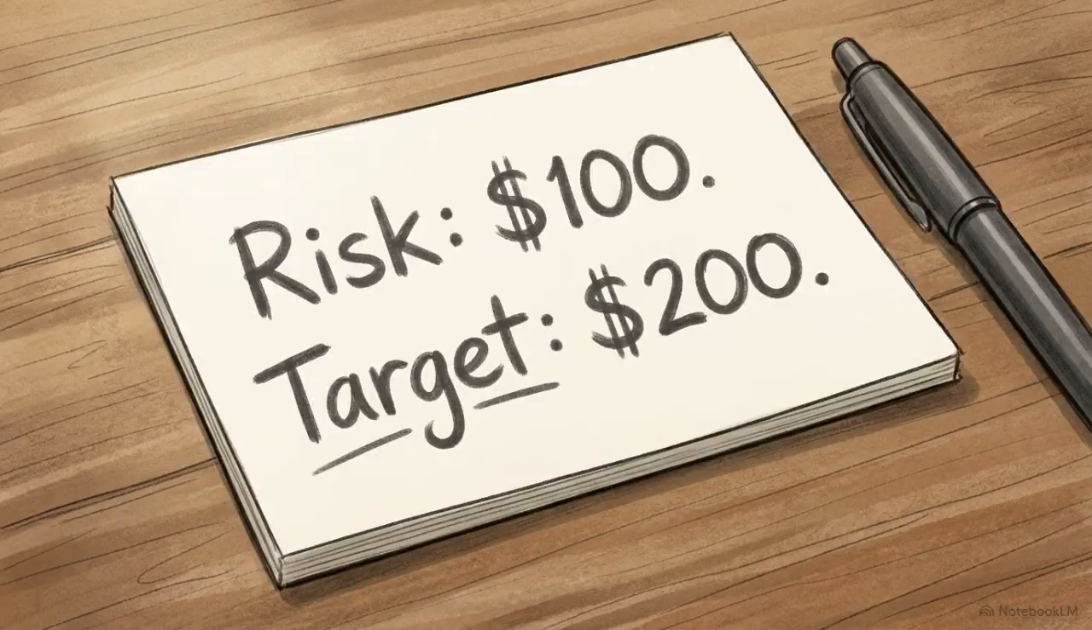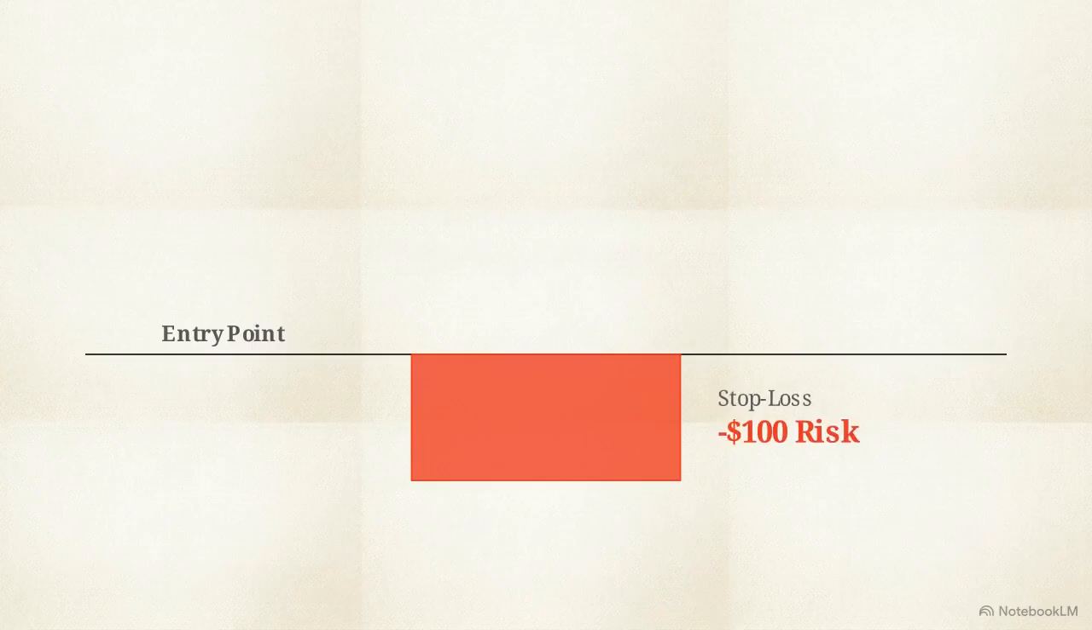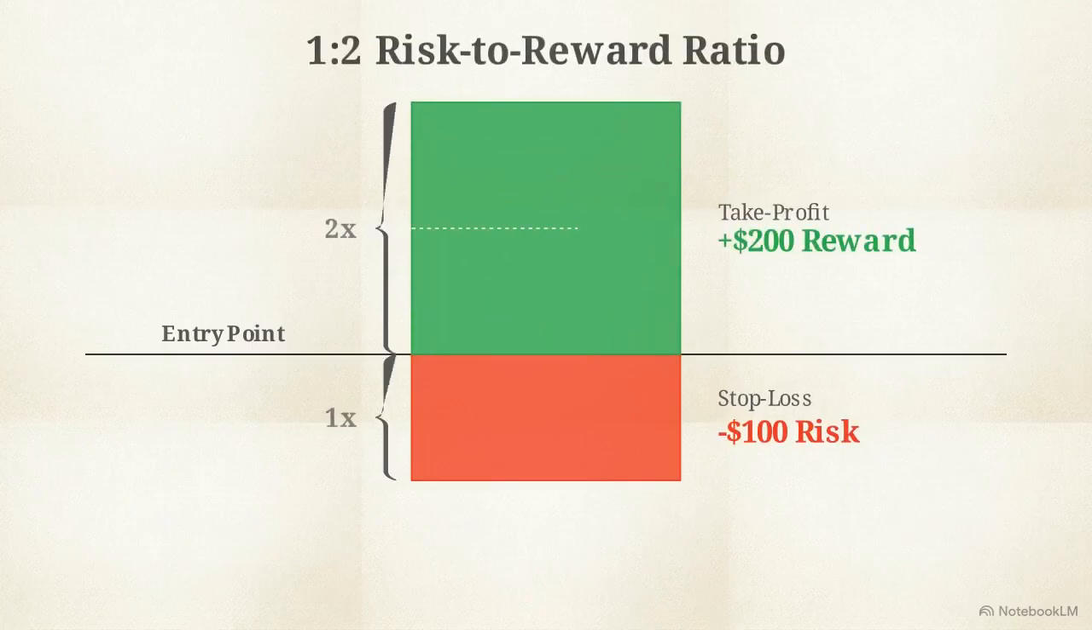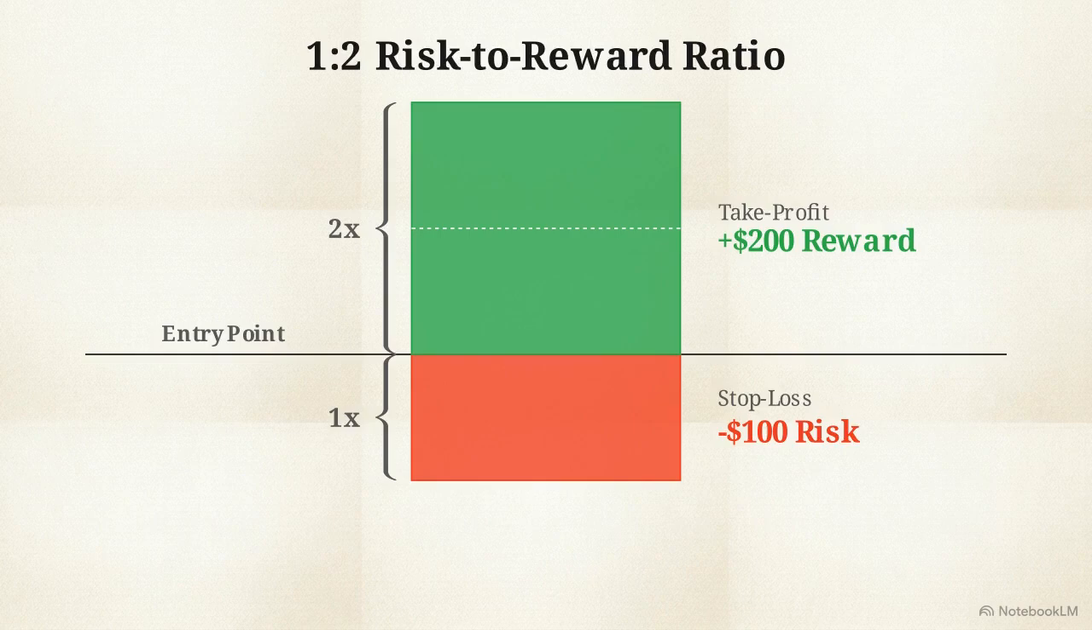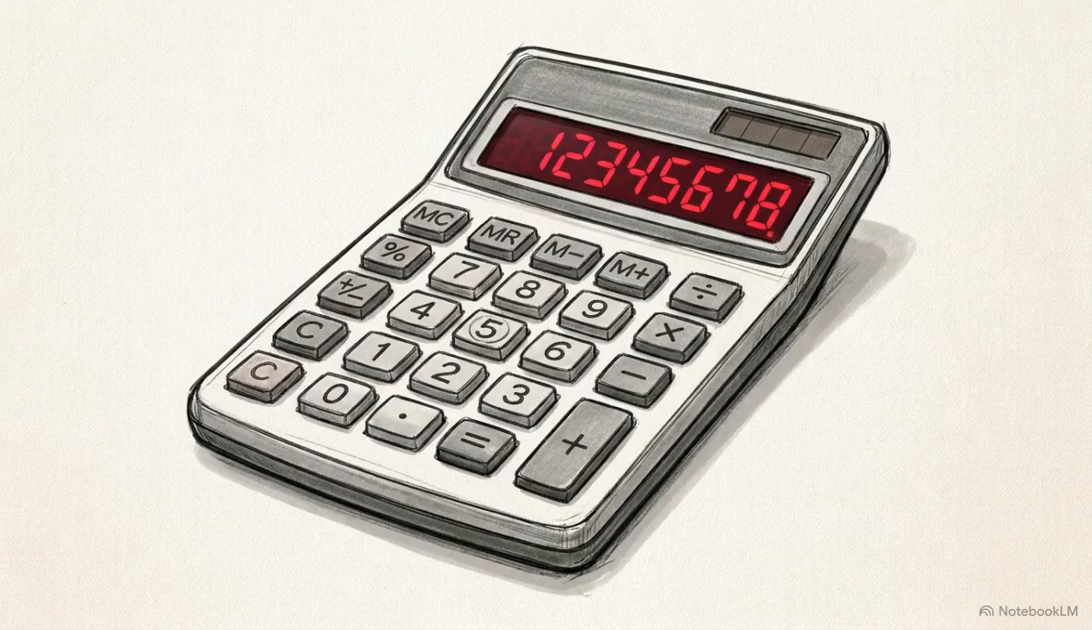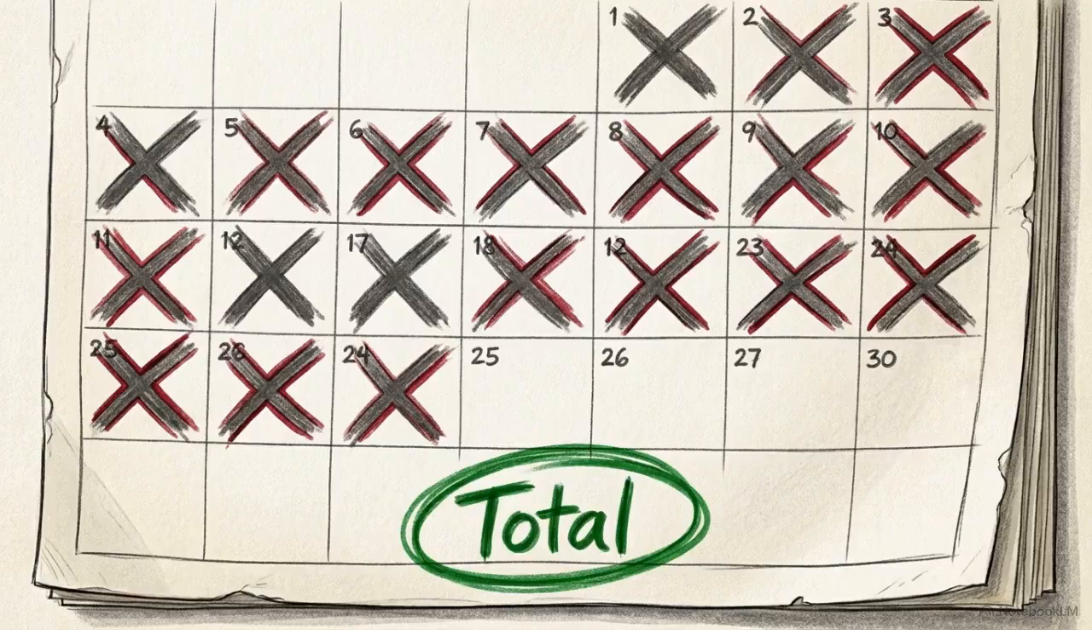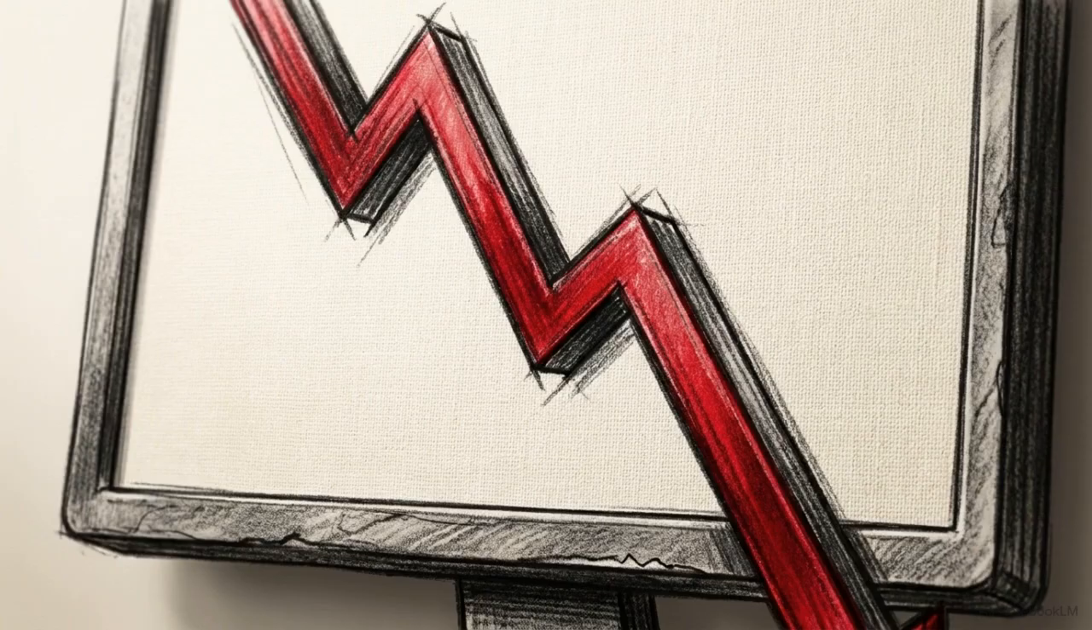Rule 3. Always maintain a minimum 1 to 2 risk-to-reward ratio on every setup you take. This visual shows exactly how that math works. If your stop loss is set to risk exactly $100, your take profit target must be set to capture at least $200. This ratio gives you a massive mathematical advantage. With a 1 to 2 setup, you can lose 50% of your trades over a month and still walk away highly profitable. A brilliant strategy without risk control will fail.